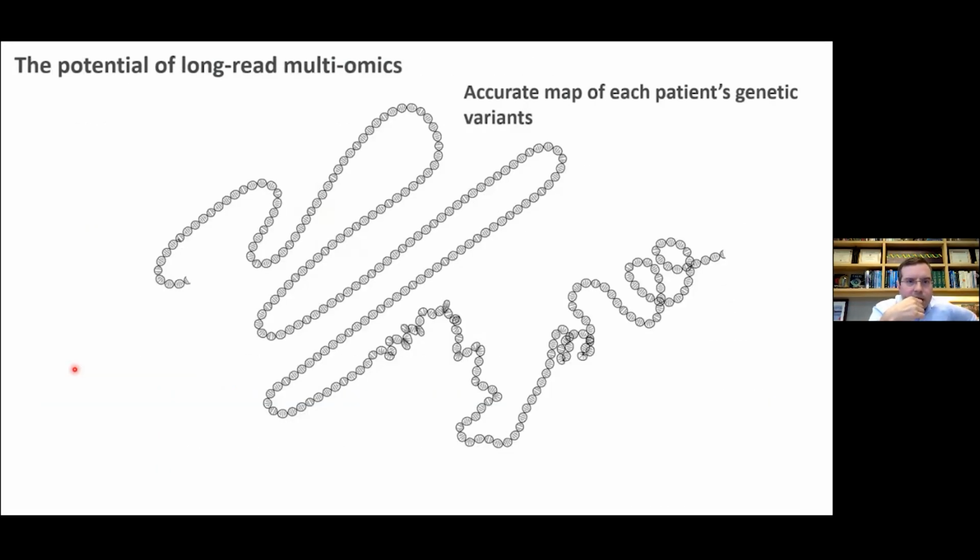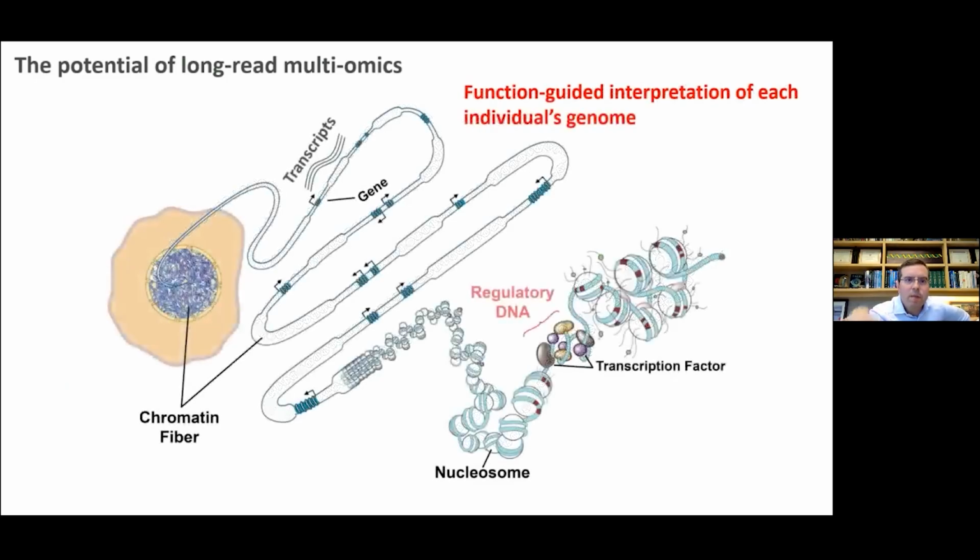So just to close out, what I'm trying to emphasize, and I hope you get the point across, is that the potential of long-read multiomics is that it enables us to not only have this really accurate map of a patient's genetic variant information, which is the power of long-read sequencing, but also to start to understand the functional significance of these new or novel genetic variants that we're uncovering along this map.